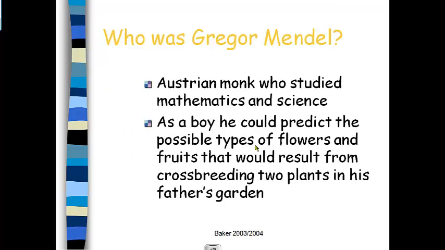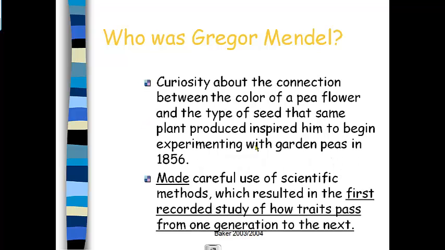So who was the first person that figured out that different traits could be inherited? That would be Gregor Mendel. Gregor Mendel worked in the 1800s. He was an Austrian monk, and he loved to study math and science. As a boy, he would try to predict what the color of the flowers would be in his father's garden when he crossbred 2 different plants there. And from being a boy trying to predict what the colors of the flowers would be, he became curious, and he figured out that there was actually a connection between the parents and the offspring.